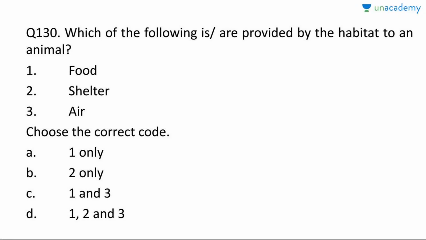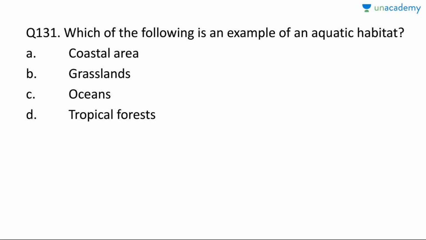Question number 130. Which of the following is or are provided by the habitat to an animal? Food, shelter, air. Obviously all of these are provided, but they are mentioned in NCERT. People still make mistakes in this. Shelter, niche, environment, all these are provided by the environment to the organism. Answer is D.